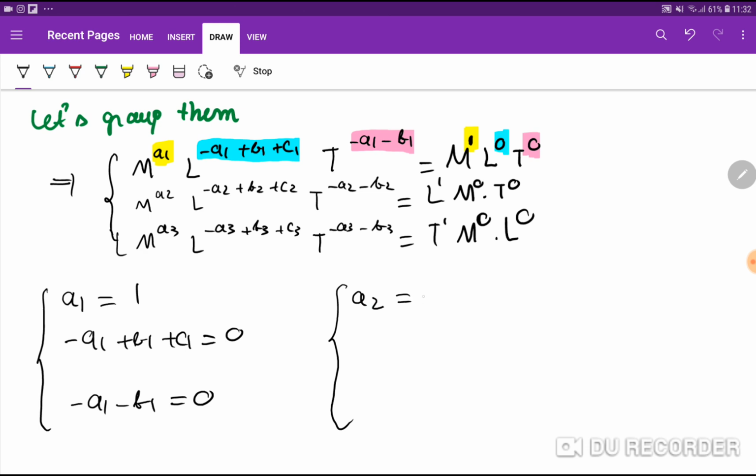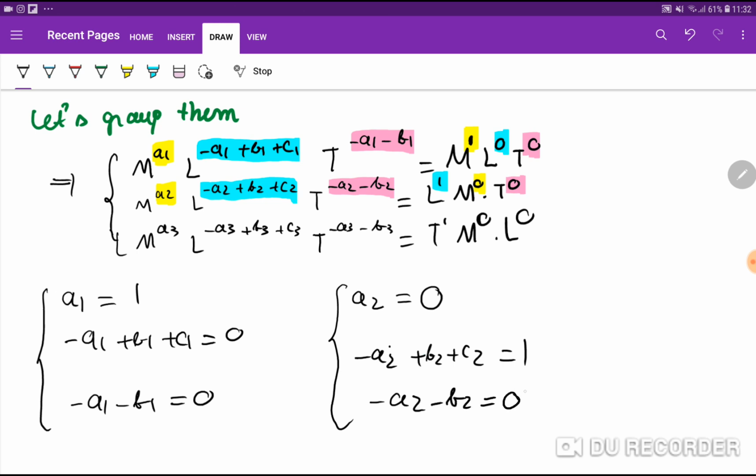A2 equals 0, negative A2 minus B2 equals 0. I should write in order, I have to follow a pattern. I'm so sorry, guys. Let's do the L first. Negative A2 plus B2 plus C2 equal to 1. And then negative A2 minus B2 equals 0.